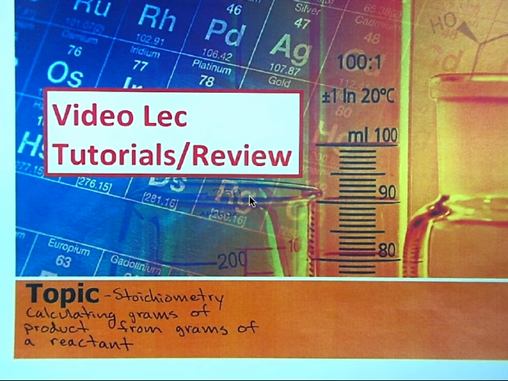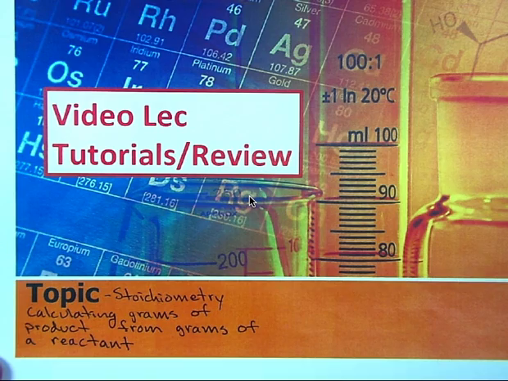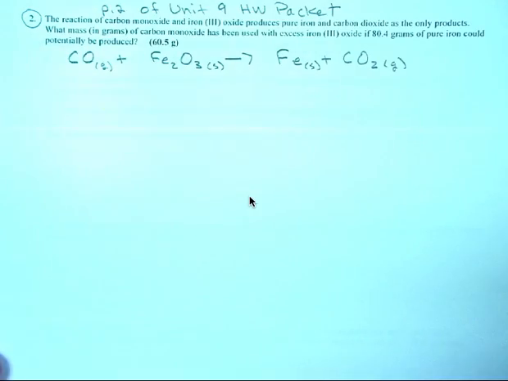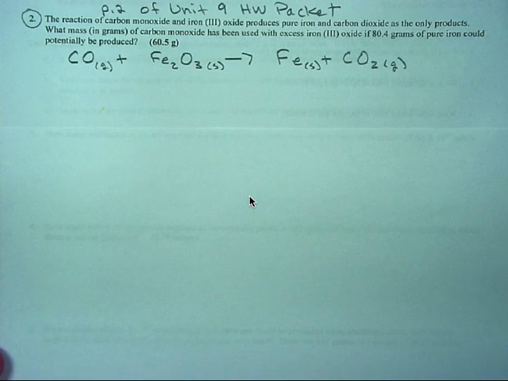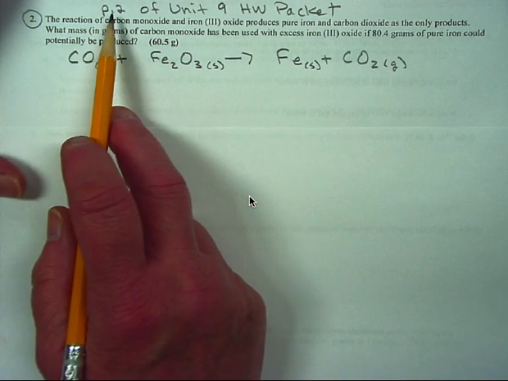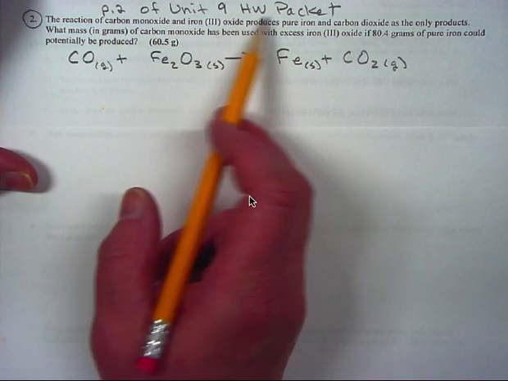Okay, this is another tutorial. It's an example of stoichiometry where we're calculating the grams of a product if we're given the grams of one of the reactants. This is an example from page 2 of your Unit 9 homework packet.